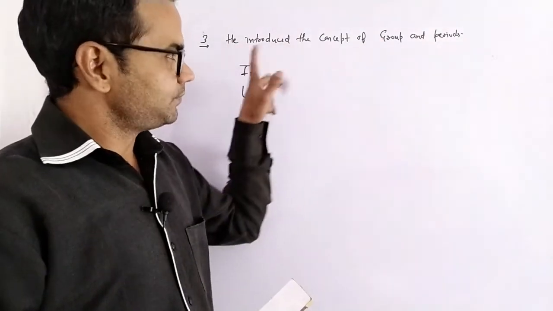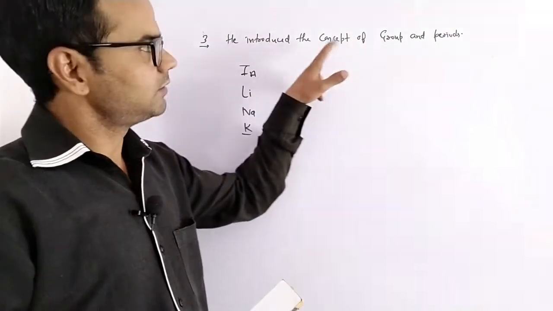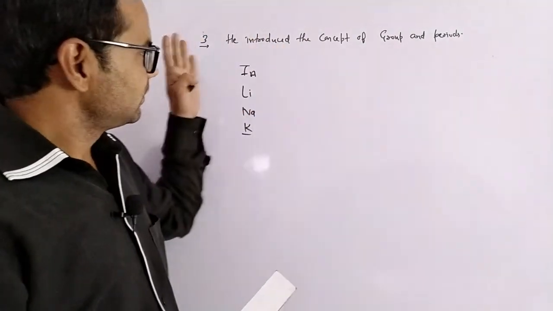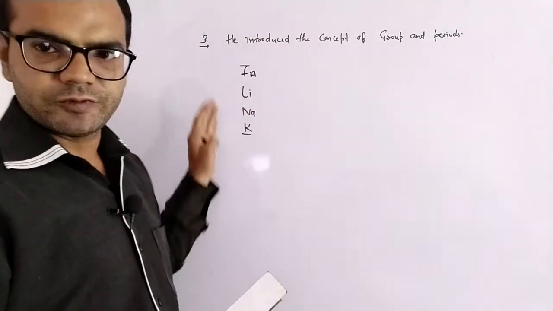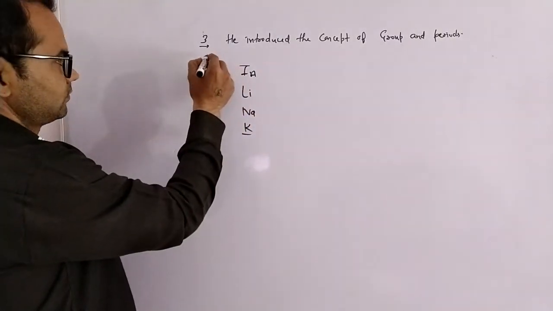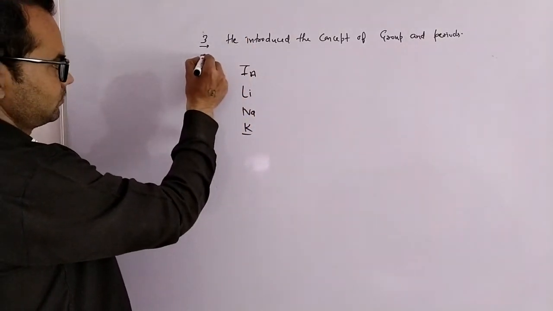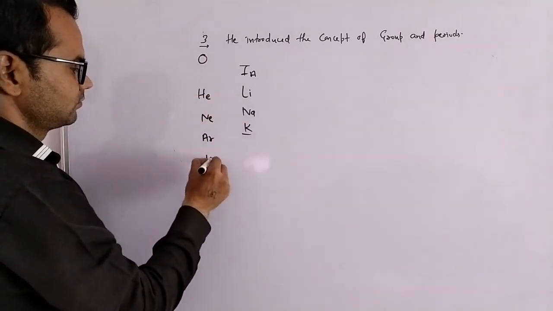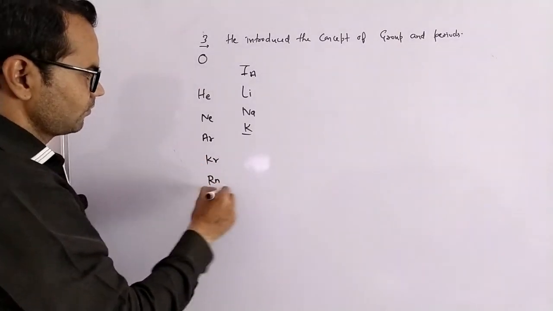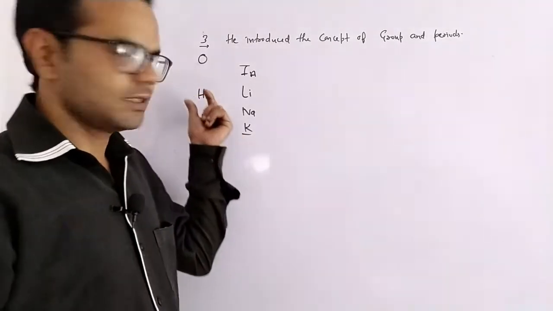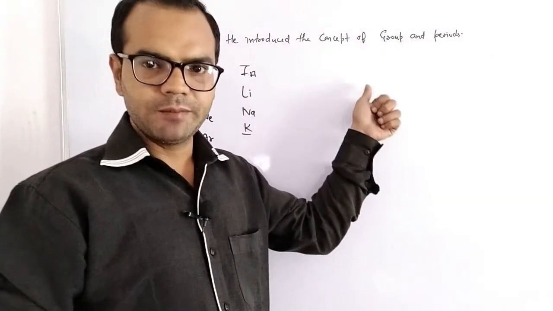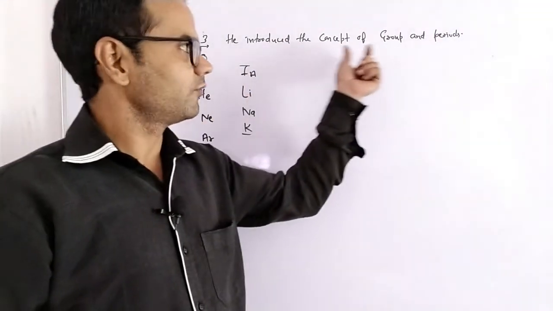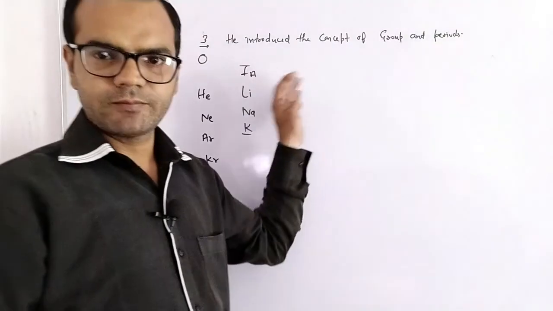And further, he placed noble gases as a zero group without disturbing the main periodic table. On the left hand side of the periodic table, the zero group was introduced. So he placed noble gases as a separate group without disturbing the main periodic table. Again, one of the important achievements. So after the concept of group and period, the study becomes quite easier.